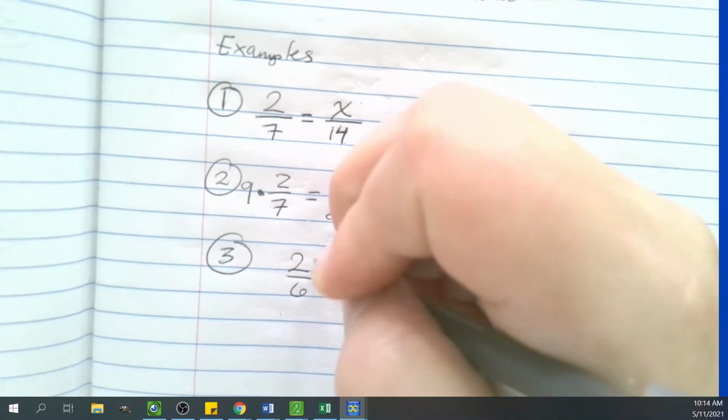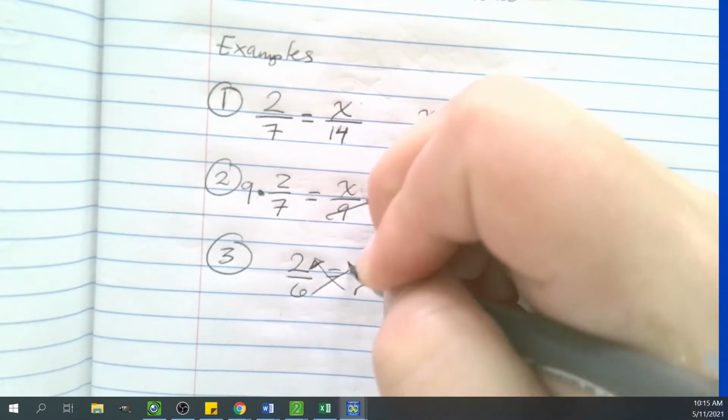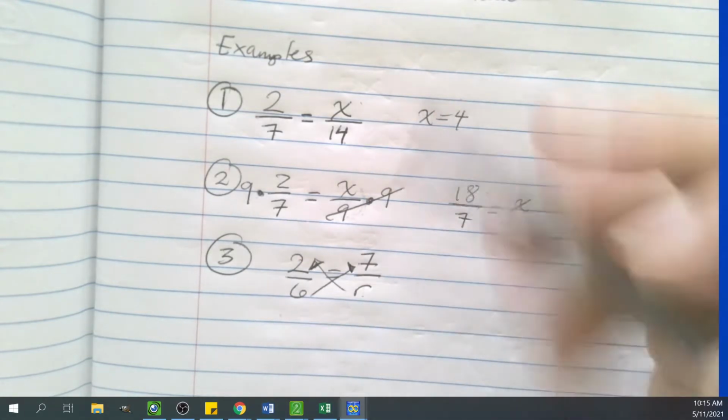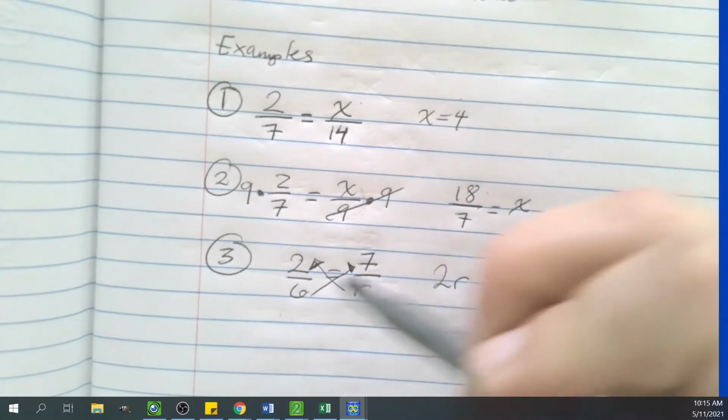Literally, just cross multiply across the equal signs. It only counts as cross multiply if there's an equal sign in the middle. So what's 2 times r? How do I write that? Just 2r. What's 6 times 7?